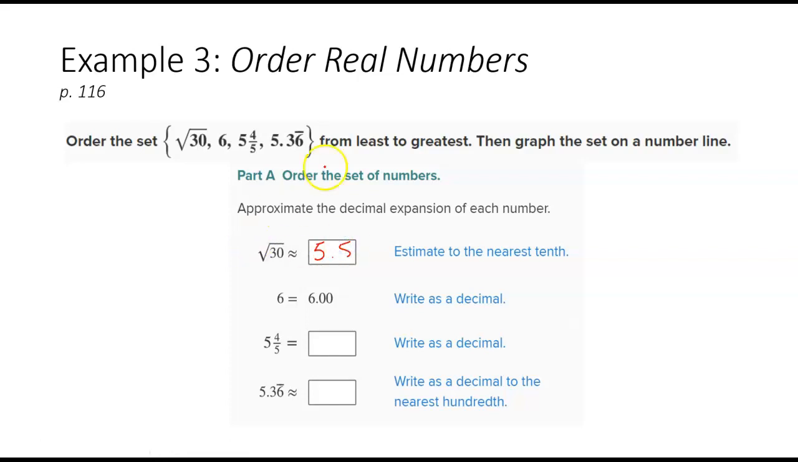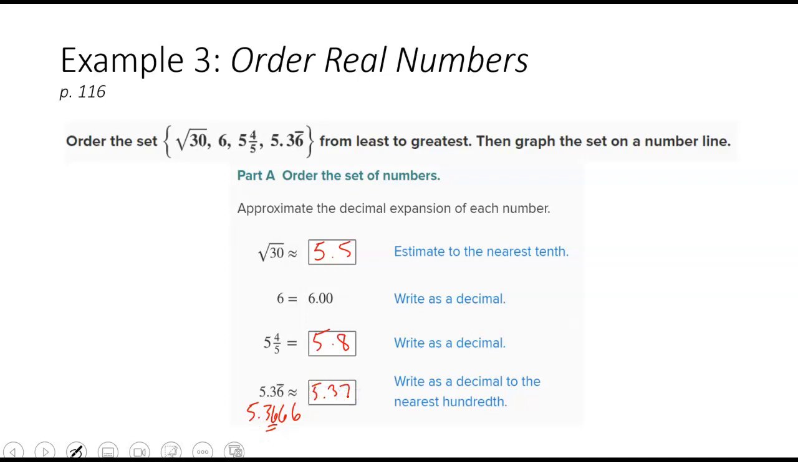And then 6 as a decimal is just 6.0. 5 4/5 as a decimal is 5.8. And 5.36 repeating to the nearest hundredth, so this would be 5.3666 to the nearest hundredths place, 2 decimals. This would round up to 5.37.